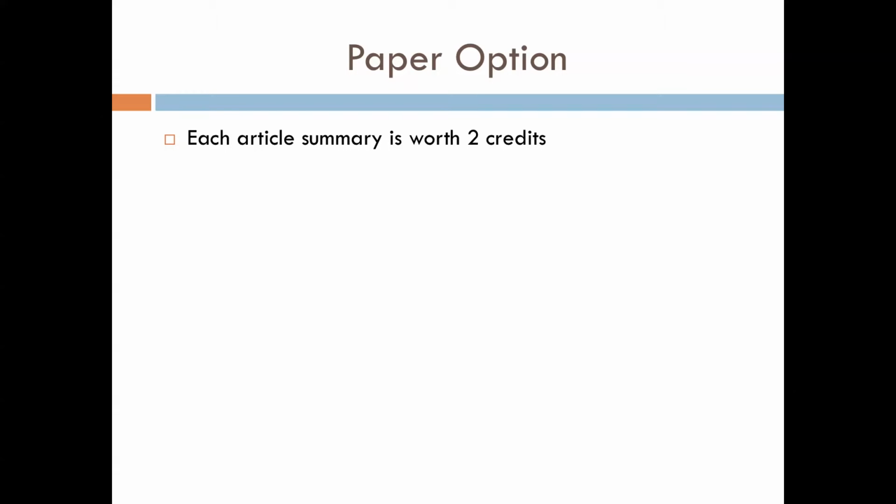Now, the article summary, as mentioned, is worth 2 credits each. The paper will consist of 2 sections. First, the summary section, which needs to be a minimum of 500 words, is a summary of the article in your own words. Please make sure to provide your genuine work and avoid plagiarism. All quotes should be cited appropriately. If this rule is not strictly followed, you will not receive credit for the paper.